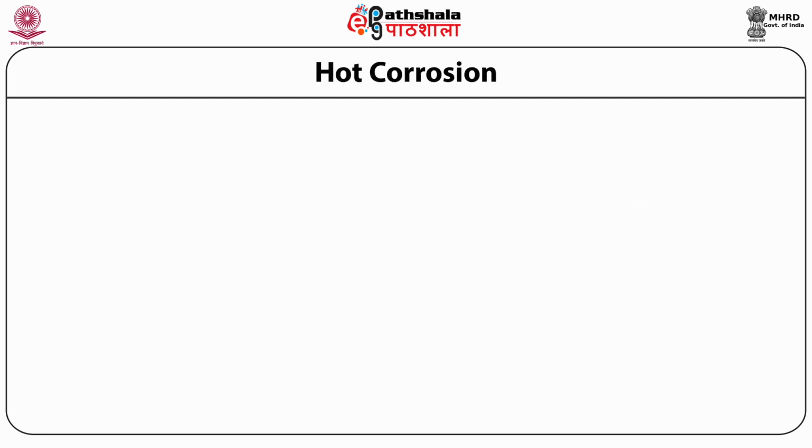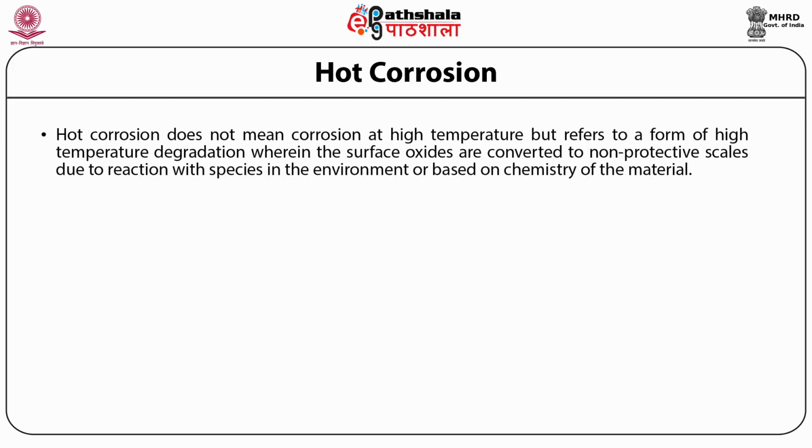Hot corrosion. Hot corrosion does not mean the corrosion at higher temperature, but it refers to a form of high temperature degradation wherein the surface oxides are converted to non-protective scales due to the reaction with species in the environment or based on the chemistry of the material. Let us take a typical example.